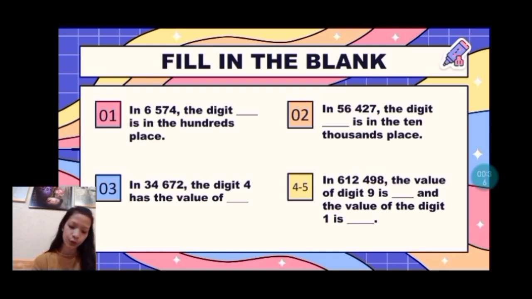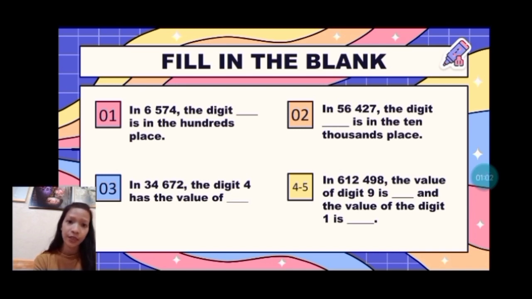Before we begin our new topic for today, let us have a review first. These are fill in the blanks. Answer these in your paper. Number 1. In 6,574, the digit blank is in the hundreds place. Number 2. In 56,427, the digit blank is in the 10,000 place.